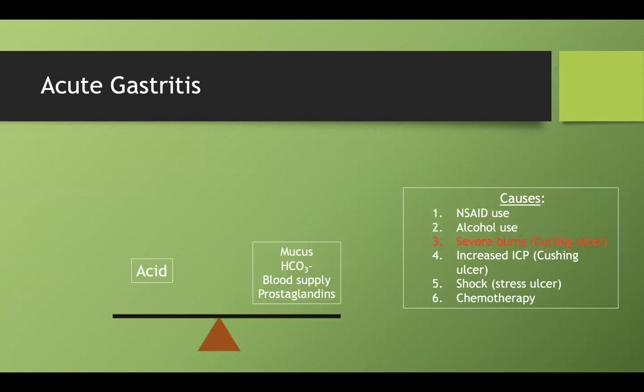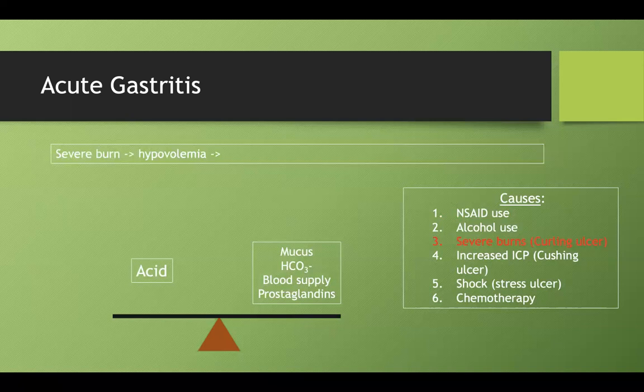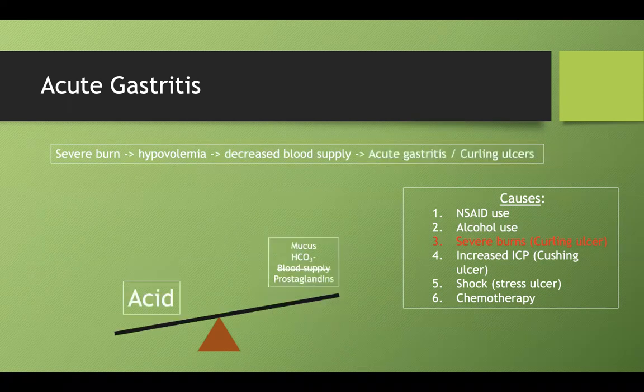Curling ulcers, these are caused by severe burns. And so what happens here is that you have a severe burn. That burn, if you've ever seen somebody in a burn unit, they're losing a lot of fluids through that burn. It's very easy to lose fluids. Our skin is some of our most important protective barriers in our body. So they'll become hypovolemic, and they won't have a good blood supply anymore to our stomach. They kind of have to shunt it to more important organs. And because of that decreased blood supply, you'll get curling ulcers and acute gastritis. And a mnemonic that you'll commonly see in some of the review resources is that you can get burned by a curling iron. To remember, curling ulcers are associated with burns.